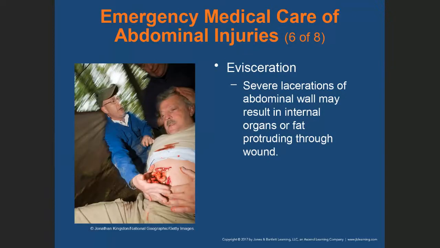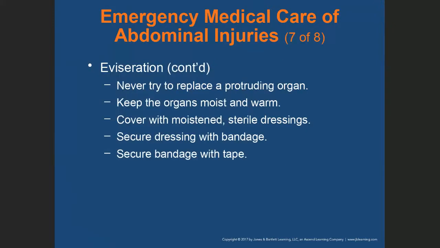For an evisceration, a severe laceration of the abdominal wall may result in internal organs or fat protruding through the wound. Never try to replace a protruding organ. Keep the organ moist and warm. Cover with a moistened sterile dressing. Secure the dressing with a bandage. Secure the bandage with tape. So it's going to be your moist sterile dressing covered with a dry dressing or occlusive dressing.